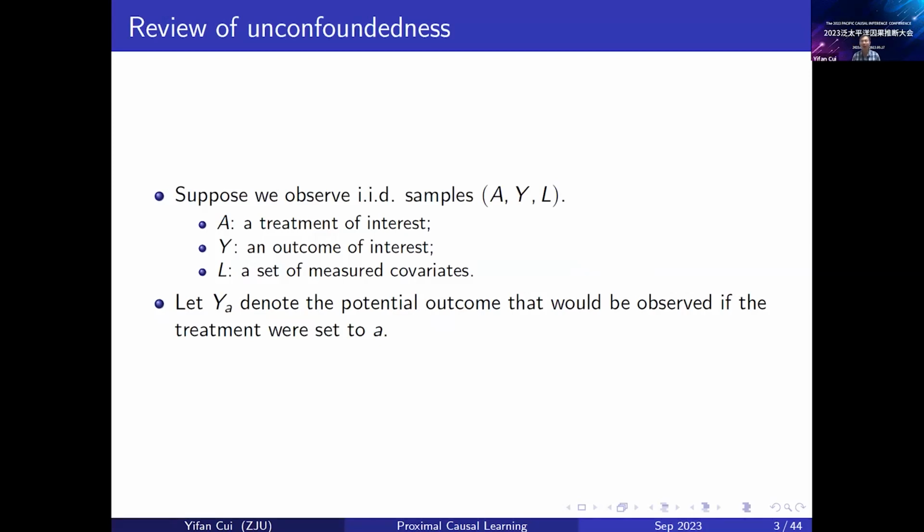Let's now suppose we observe IID samples. The data is A, Y, L, a very standard setting. A is the treatment of interest, and Y is the outcome of interest. We are interested in analyzing the causal effect of treatment A on outcome Y. And L is a set of measured covariates, such as age, gender, etc. And let Y(a) denote the potential outcome, the standard notation.